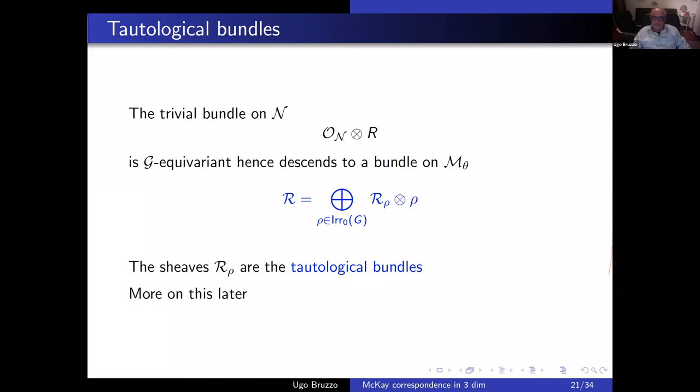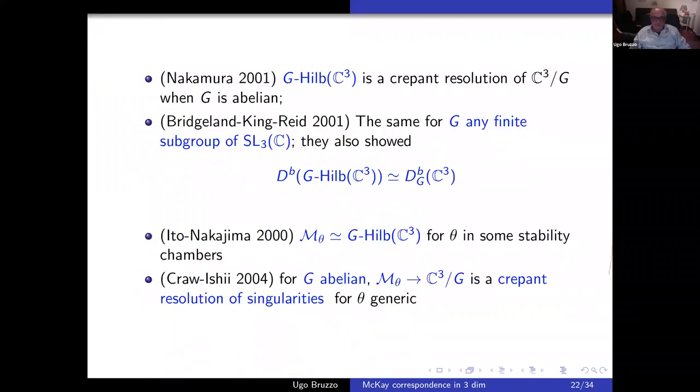And this slide, I think, is quite interesting, because these constellations relate to the equivariant Hilbert scheme of C3, and very often they coincide with it. The first results are from the very early 2000s, 2001. For instance, Nakamura showed that this G-Hilbert scheme is a crepant resolution of C3 mod G when G is abelian. And then there is a famous paper by Bridgeland, King and Reid, which is called something like McKay implies McKay, where they use a Fourier-Mukai transform.